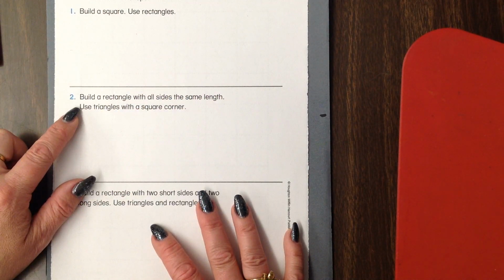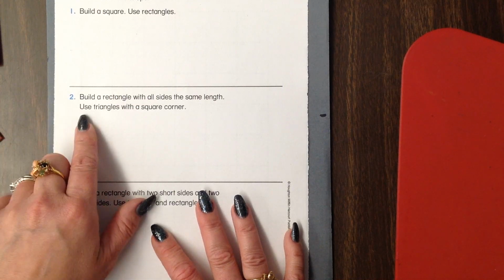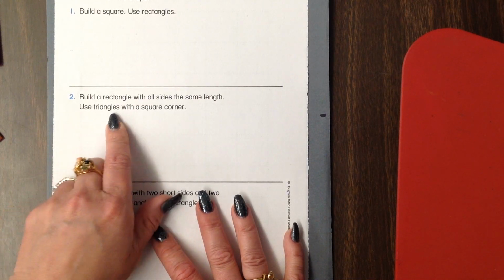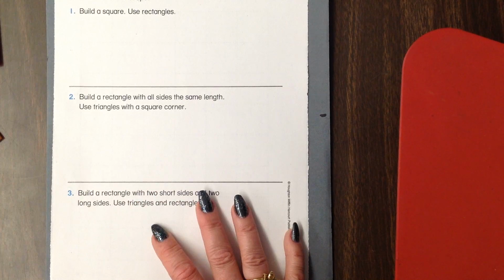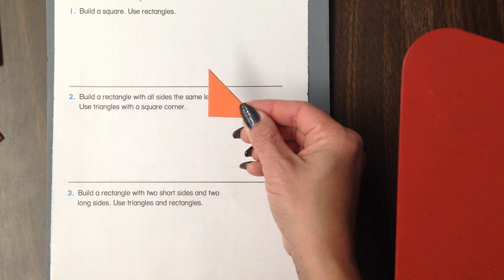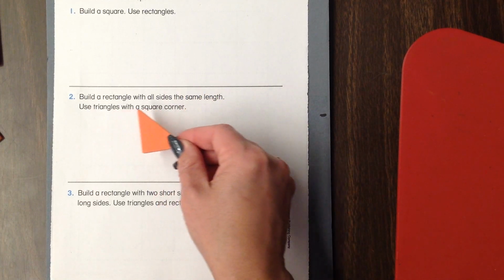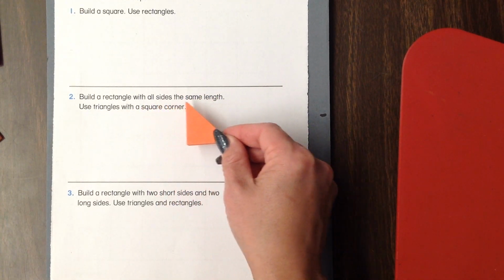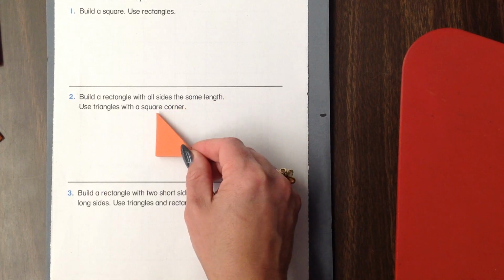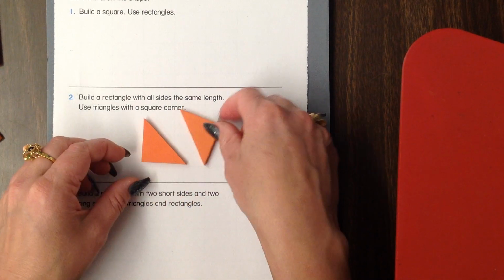It wants you to build a rectangle with all sides the same length. And it wants us to use triangles with a square corner. So remember, the square corner is like the edge of a book. So this would be the triangle that has a square corner. And it wants us to make a rectangle with the sides that are all the same length. So what does that mean? It means it's going to be a square, correct?